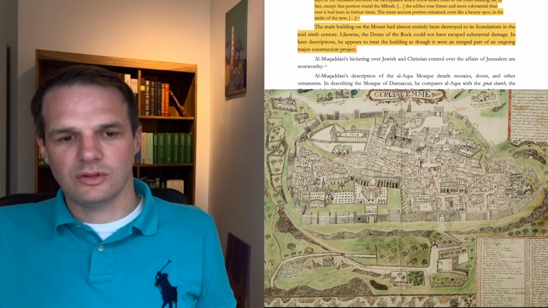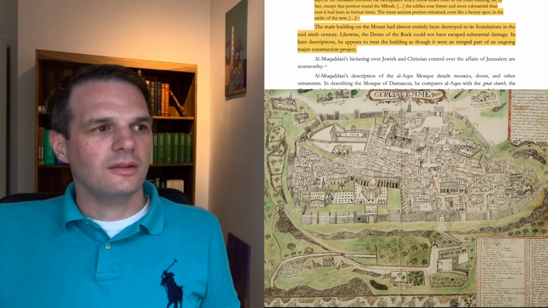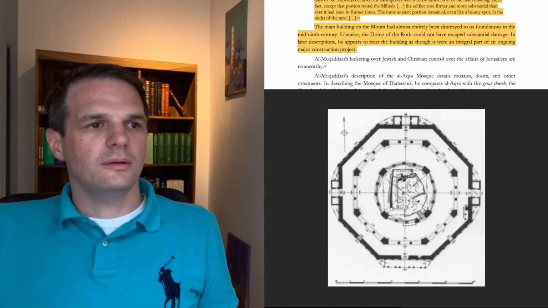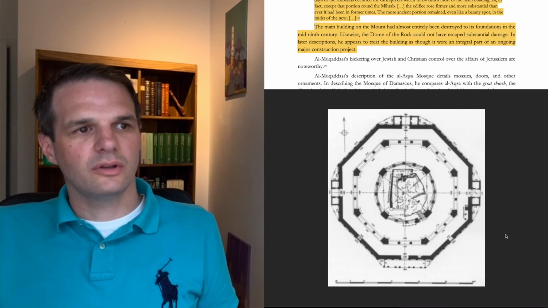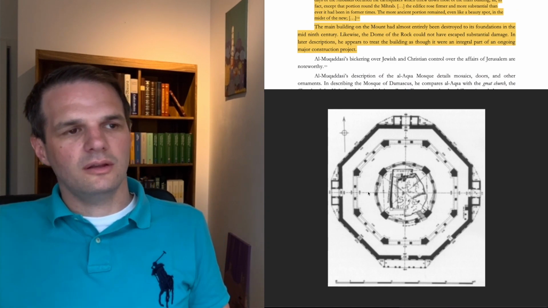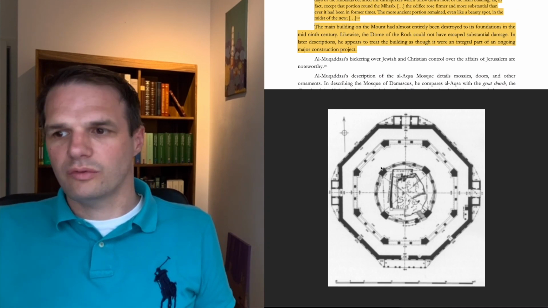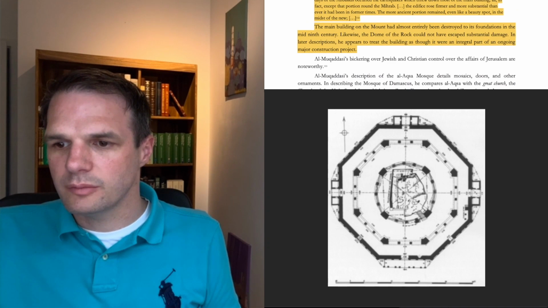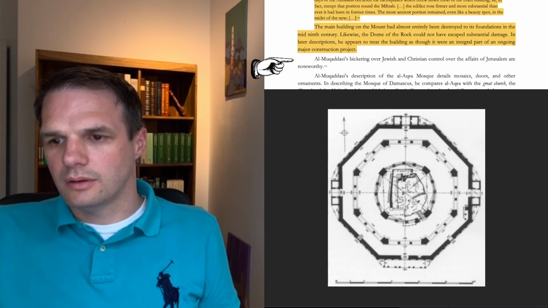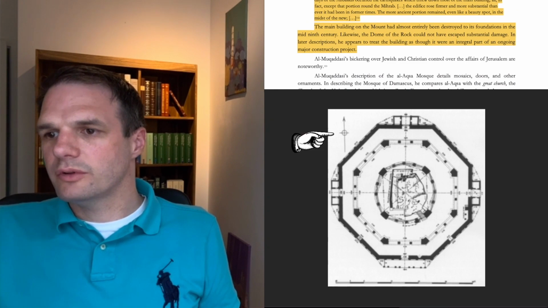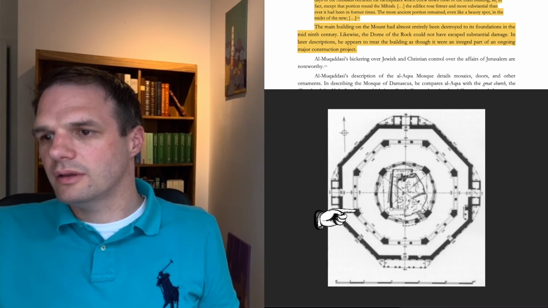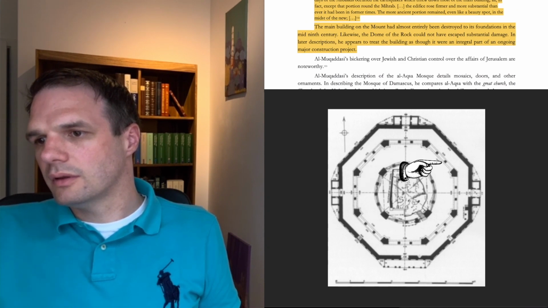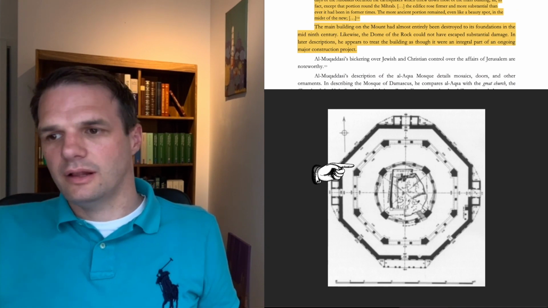Okay, so could the Dome of the Rock have escaped substantial damage of an earthquake? Yes, absolutely. And why is that? Let's have a quick look here at the floor plan of the Dome of the Rock. And you can see that the bulk of the Dome of the Rock is supported by these pillars. Right, let me get my pointer again here. So there are these pillars here, here, here, here, and then also around the center. And also here the smaller pillars. So basically it's completely held up by pillars.